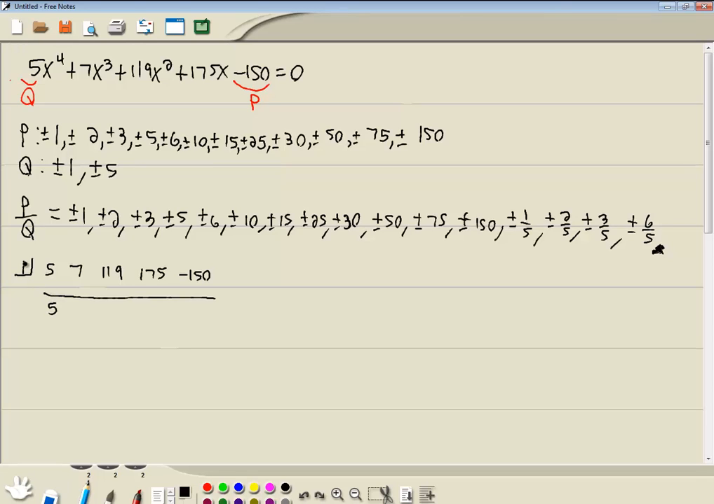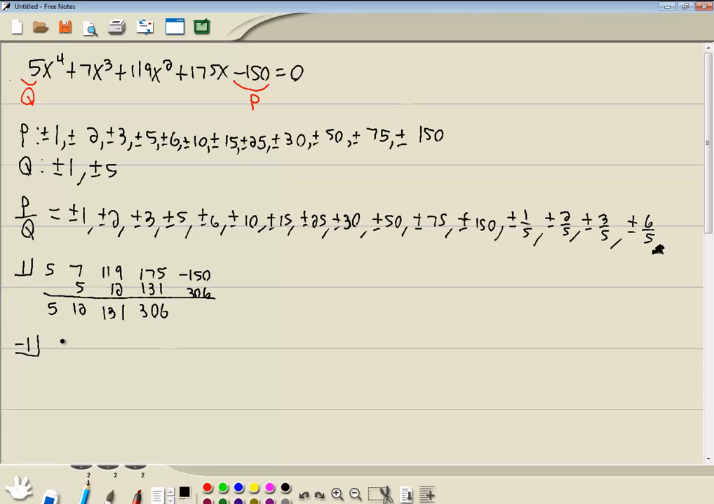Add, multiply, watch me screw it up. Add, multiply, add, multiply, add, multiply. At the point where you see that the remainder is not going to be 0, then that one did not work. So you go on to your next possible answer.